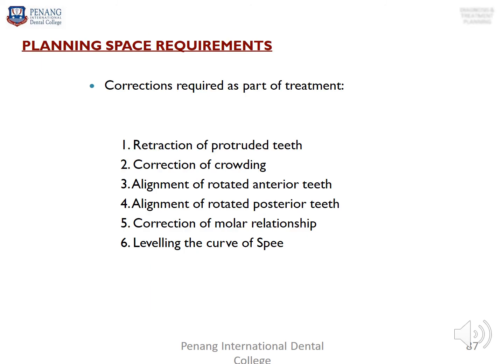Now we will move into planning of space requirement. In order to plan for space requirement, you need to know why you need to create space and how you will create space. Why do you need to create space? Firstly, for the retraction of the protruded teeth. Secondly, to correct the crowding. You also need space for alignment of rotated anterior and posterior teeth, to correct the molar relationship, and to level the curve of Spee.